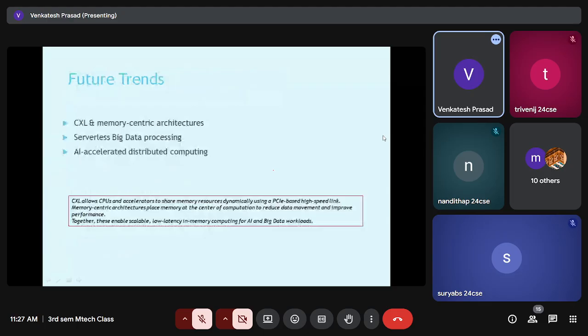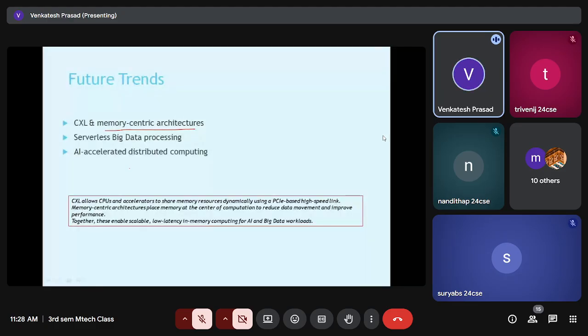upcoming trends or requirements for distributed and parallel computing for big data. Okay, something called CXL, which we explained yesterday. CXL actually provides this memory-centric architecture. That means it will provide that memory grid, okay, and for supporting parallel computing, mainly parallel computing, okay, and for processing data on a large scale and in parallel.